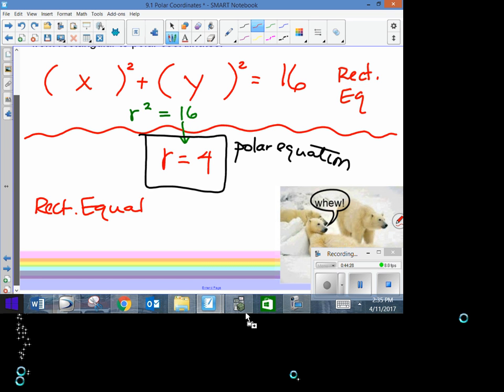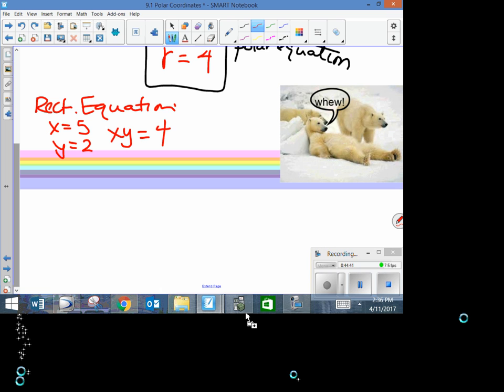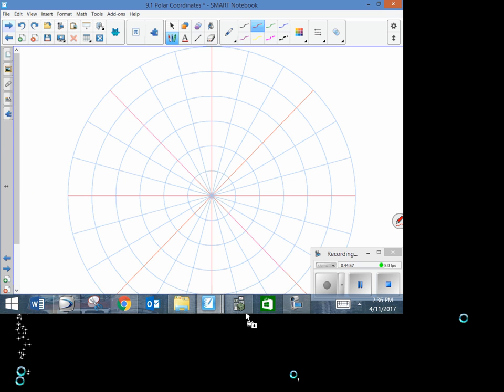Let's talk about rectangular equations. Remember, we don't always have to have an x and a y. We can have x and y, we can have just x, we can have just y. Same with polar: we can have just R, we can have just theta. That's a polar thing.